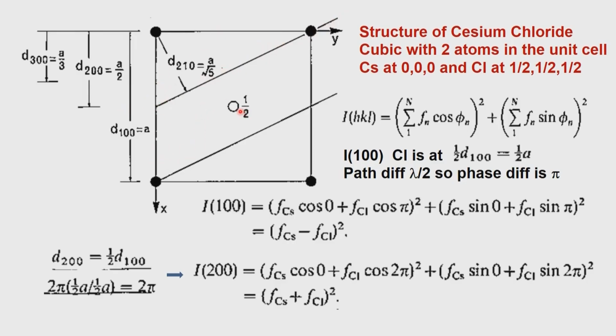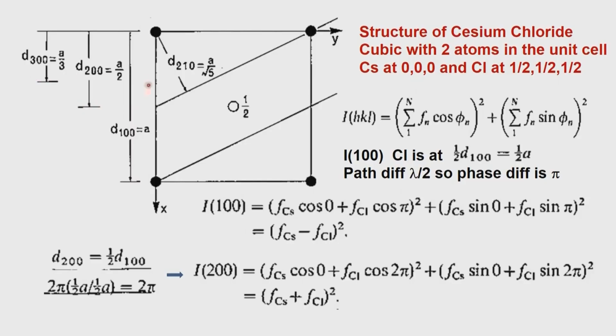We do not have to worry about the contribution from cesium because it is sitting at the origin. So, it contributes equally to all the reflections because the atom is at the origin. There is no difference in path, there is no difference in phase.